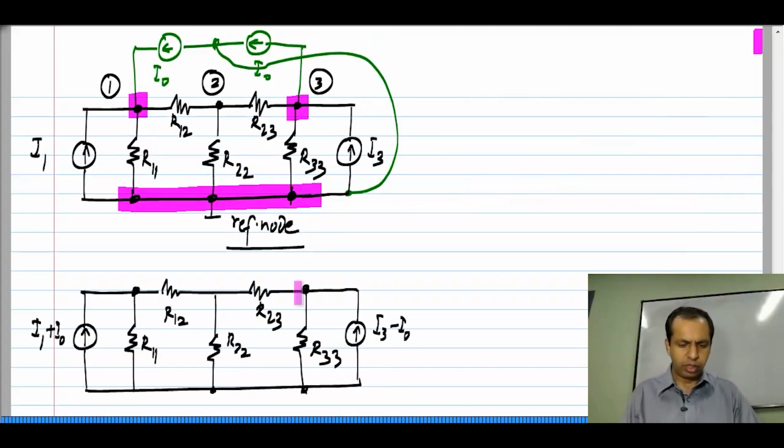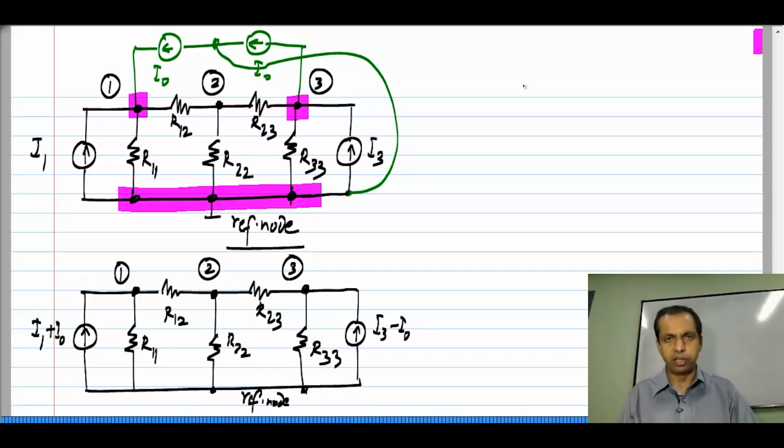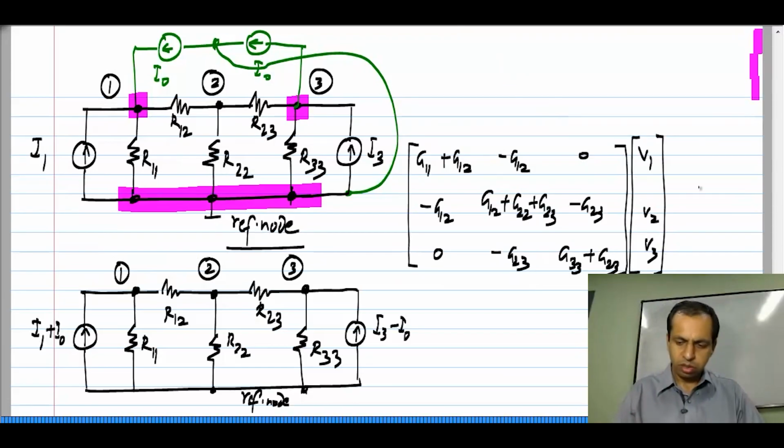Now, the conductances in the circuit have not changed at all. They have exactly the same arrangement as before. This is node 1, 2, 3 and the reference node. So, the conductance matrix, basically the left hand side of the equation, remains the same. I will copy it over from the previous case. The only things that have changed are the current sources.